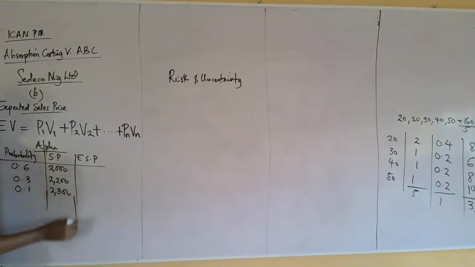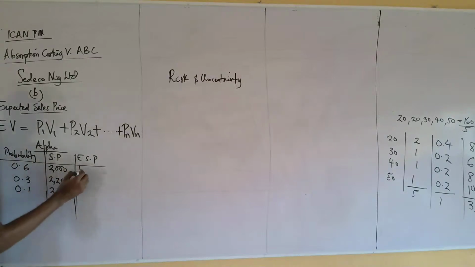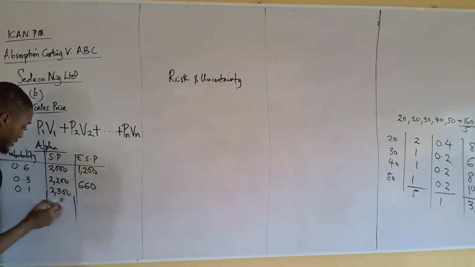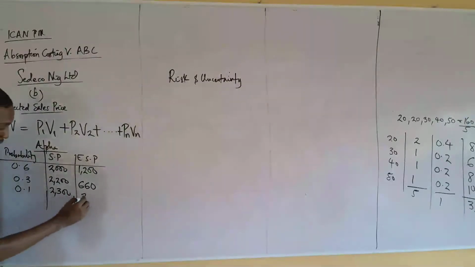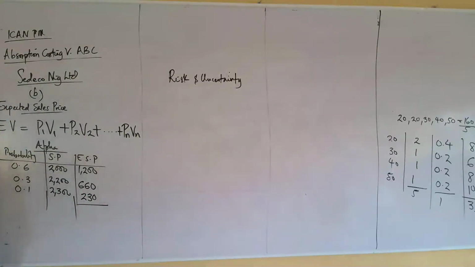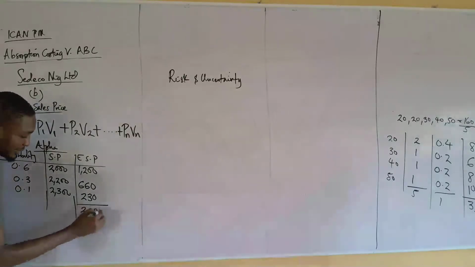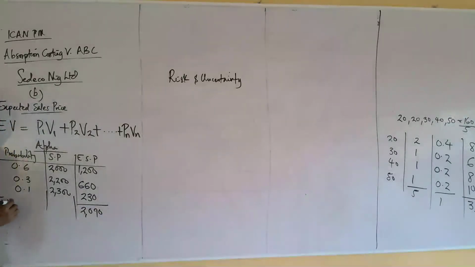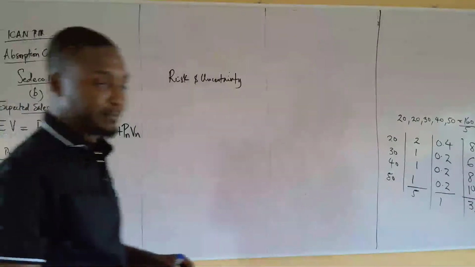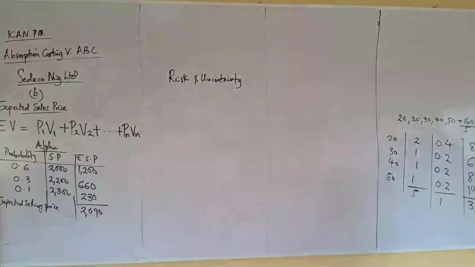Now let's multiply. 0.6 times 2,000 is 1,200. 0.3 times 2,200 is 660. 0.1 times 2,300 is 230. And when we sum up, 2,090. This is our expected selling price for alpha. Now please do for the other two, for beta and gamma. Very simple, right? Very straightforward. Do for beta and gamma.